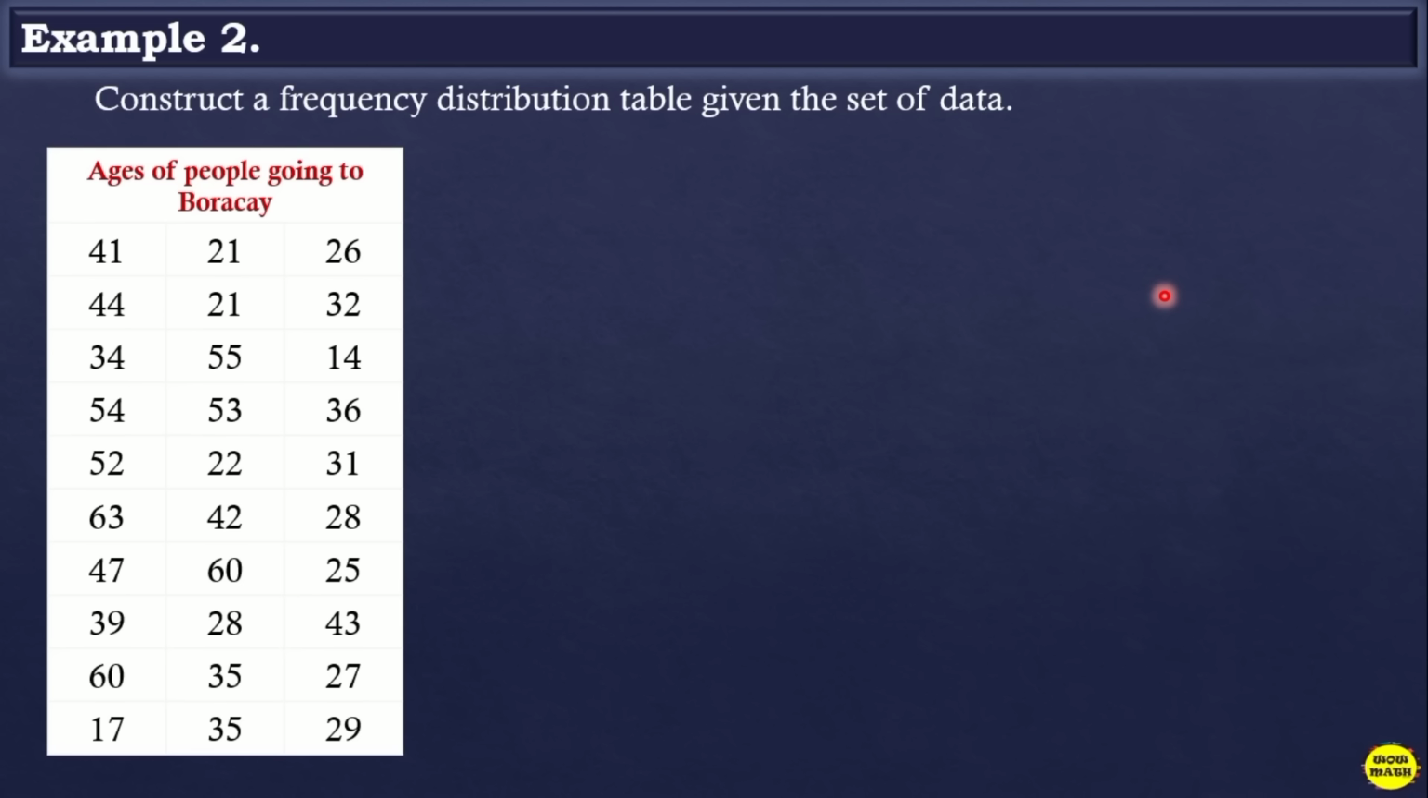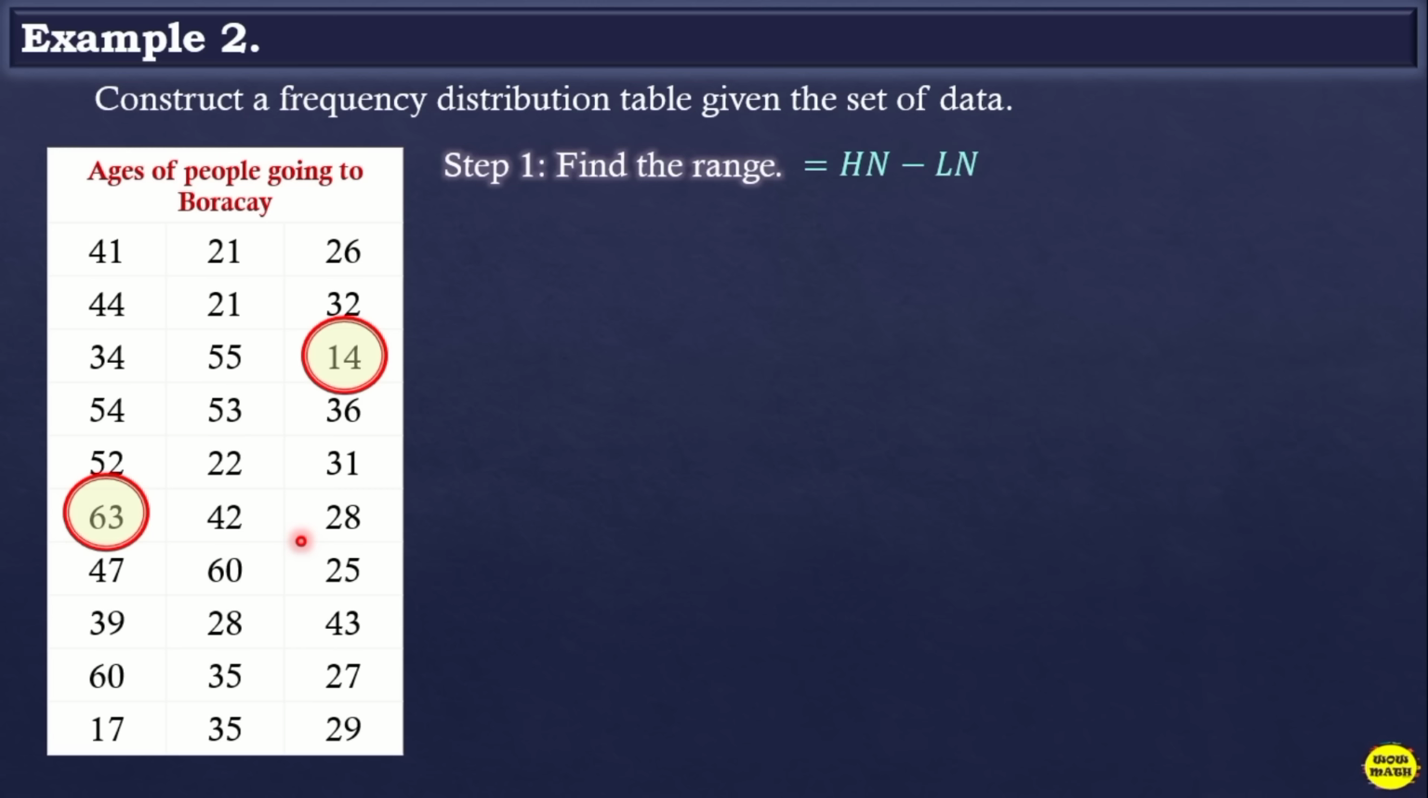Next, construct a frequency distribution table given the set of data. In this case, our classes are not given. So, we are the ones who will decide that. Okay? So, first step, find the range. What is our range? Your range is, you have to subtract the lowest number from the highest number. So, let's identify: the highest is 63 and the lowest is 14. So, 63 minus 14, that is 49.